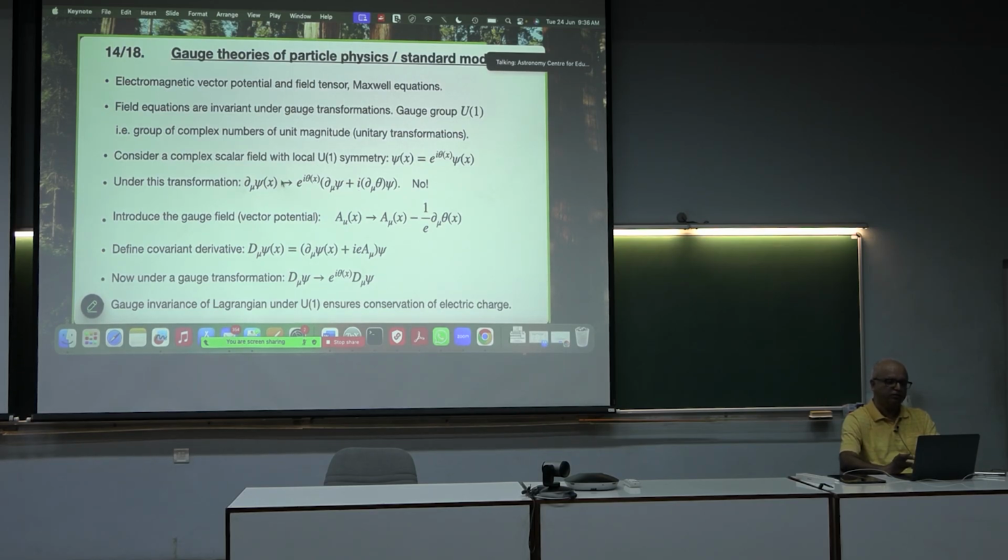Now, under this transformation, what happens to a derivative like del mu of psi? You see what I am saying? Psi changes like this, but how does del mu of psi change under this gauge transformation? So, apply this del mu on e to the i theta psi. What will happen? You will get e to the i theta del mu psi, that is this term, but there is one more term, i del mu theta e to the i theta, this one.